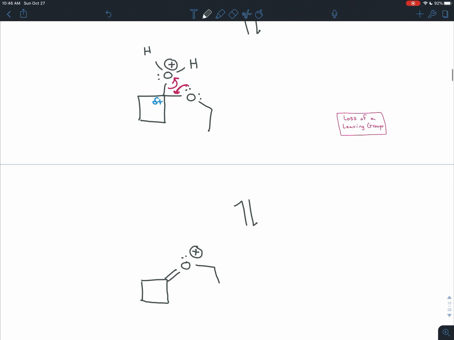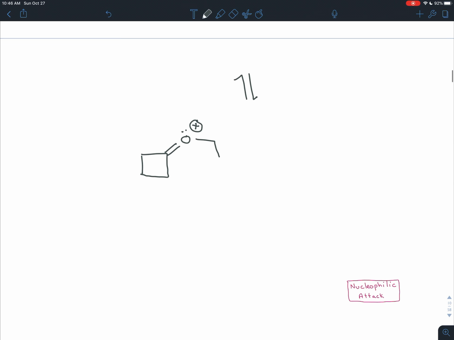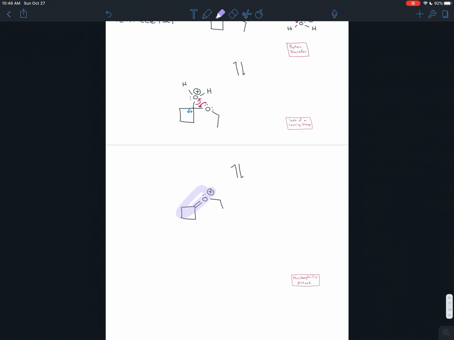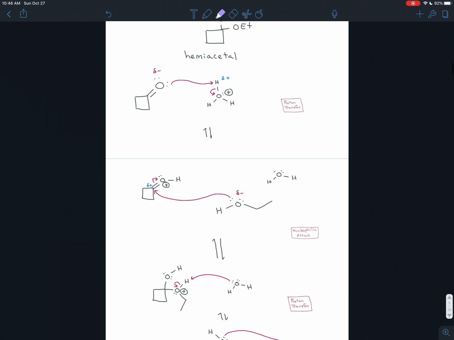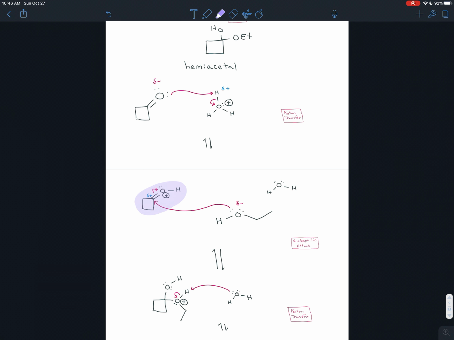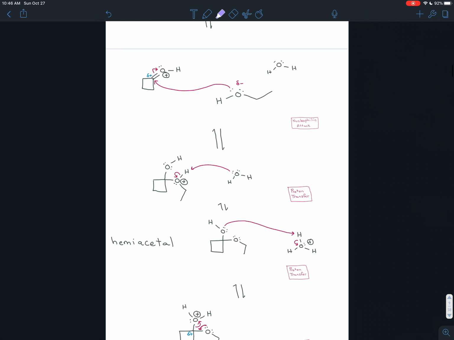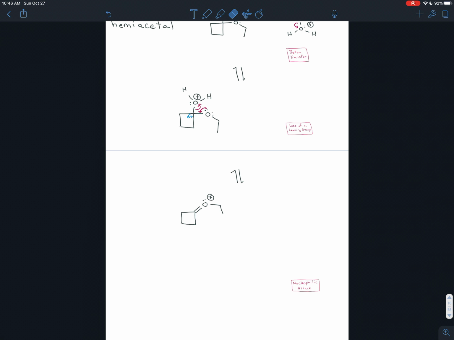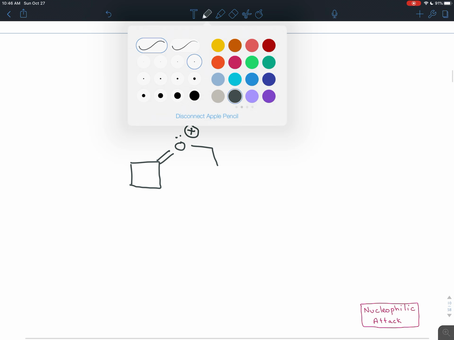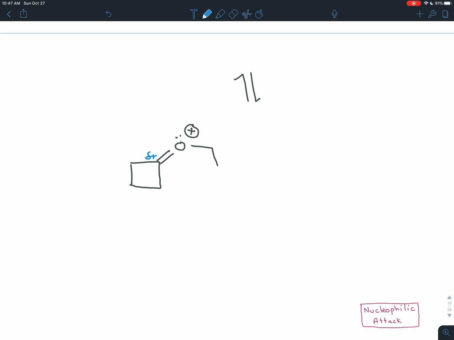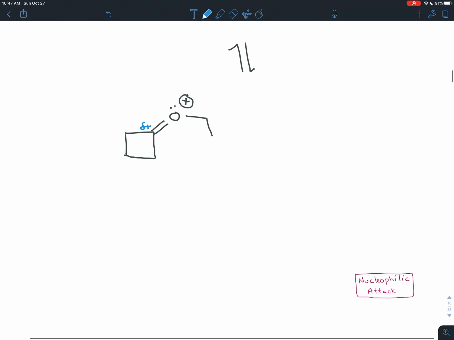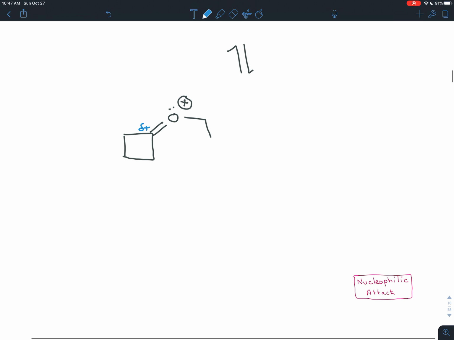So we have loss of a leaving group in that previous step. Now if you'll notice, this molecule is very similar to the molecule we had after the very first protonation step. The only difference is that instead of the hydrogen, it's an R group. But what we have here is an amazing electrophile. The carbonyl carbon is slightly positive because it's bonded to oxygen twice, but the oxygen has a full positive charge. That means that it's pulling electrons to itself even more intensely. And so this electrophile is losing those electrons and becoming even more slightly positive.